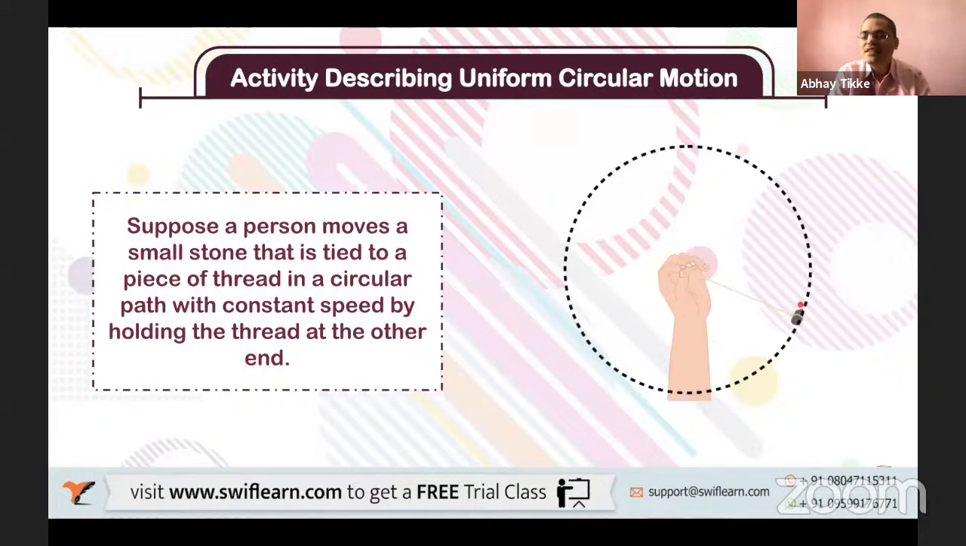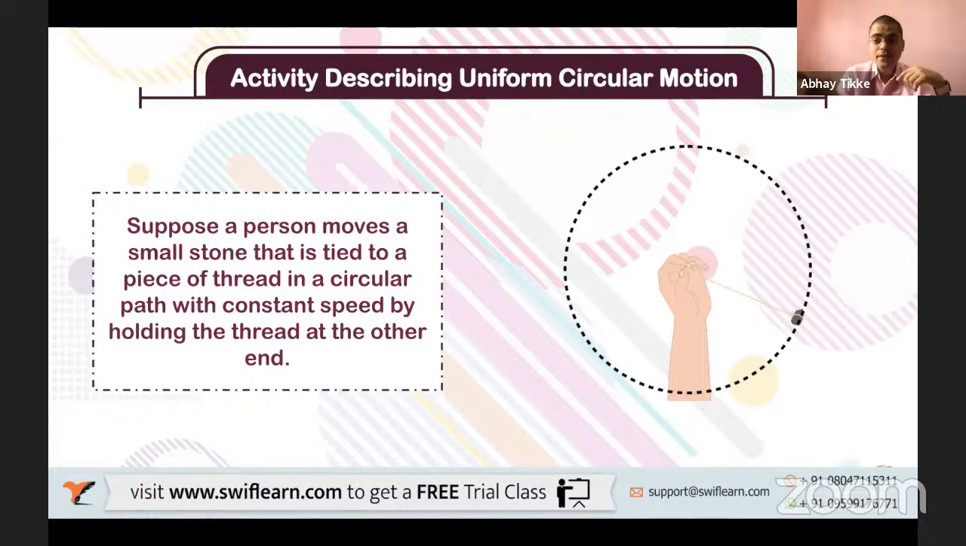So here is a thread, right? And a person moves a small stone tied to a piece of thread in a circular path with constant speed by holding the thread at the other end. Okay. So what do you do? You take a thread. Of course, this is a pen, I'm not telling you to take a pen. This is a thread, let's say. Just imagine it's a thread. And you put a stone at the end of this. And at the other end, you hold this. And you rotate it. Rotate like this. What happens? As soon as you rotate, right?